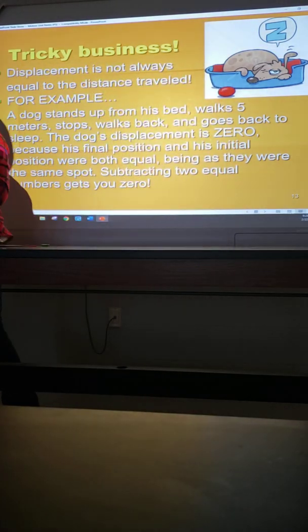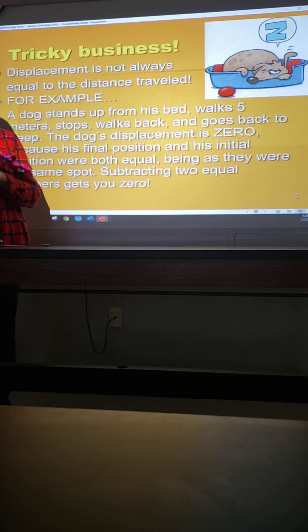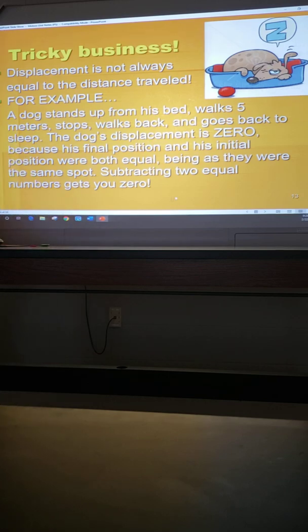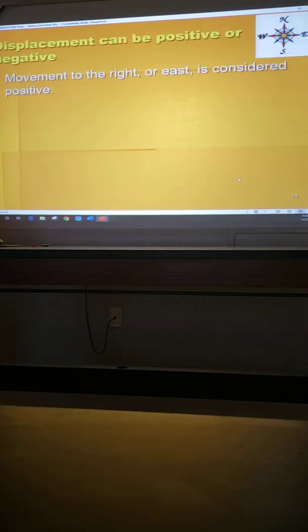So again, when the displacement is 0, it doesn't really make sense to use a direction. You can just tell me 0 steps or 0 kilometers or 0 whatever. Include the unit still, but I don't need a direction at that point.